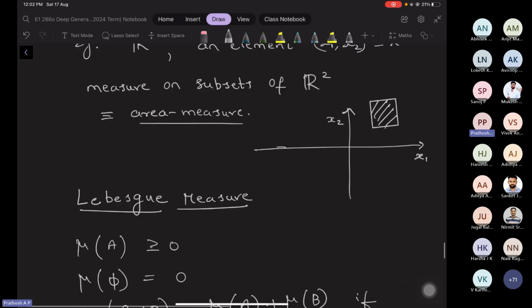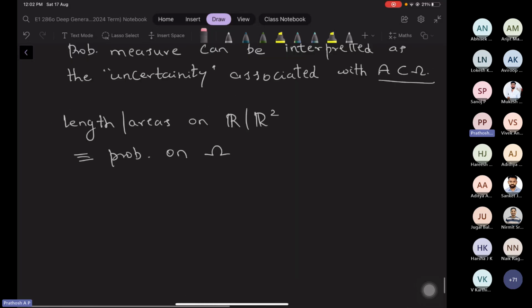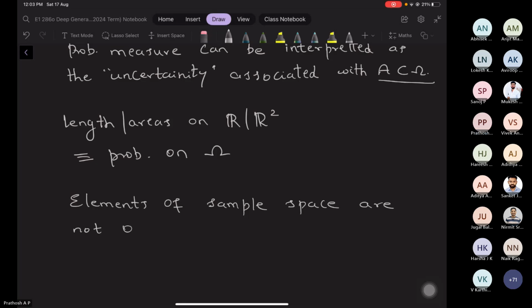Okay. Now the next question is, now you understood what a probability measure is on a sample space. Somebody asked me this question: elements of the sample space are not observed in practice.